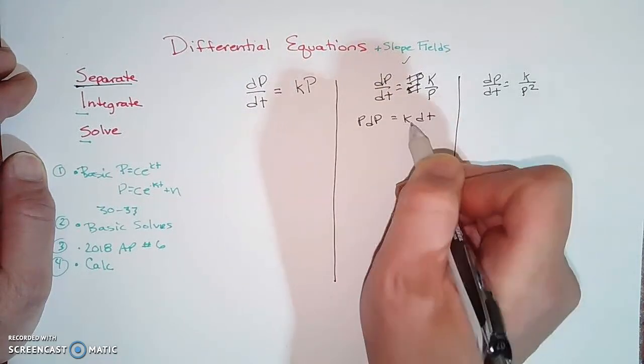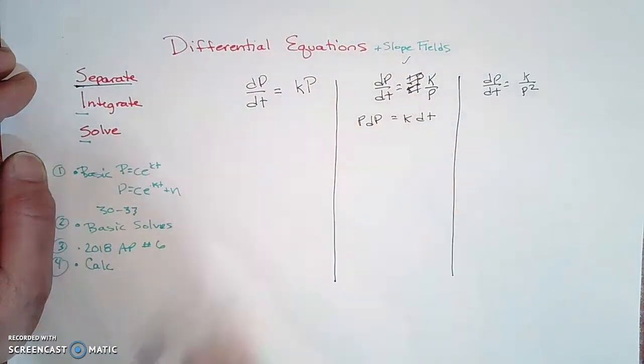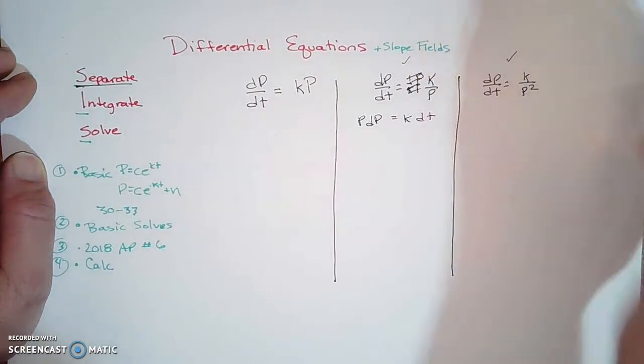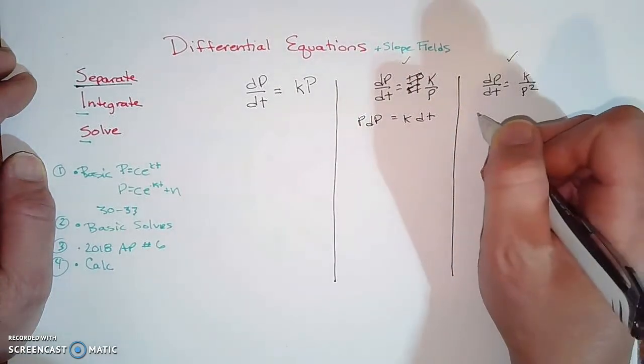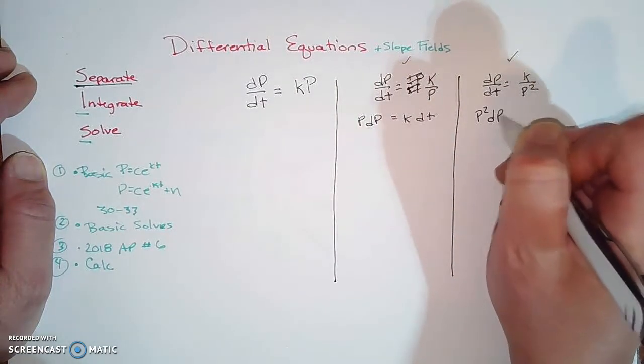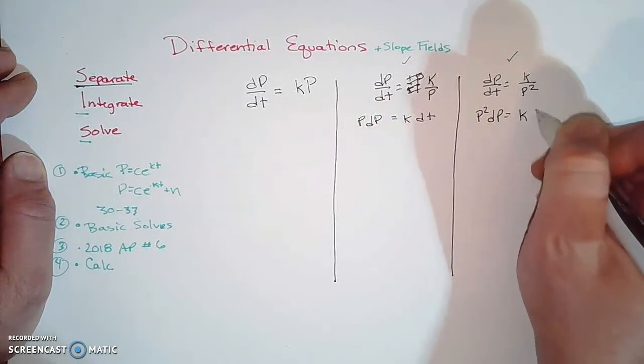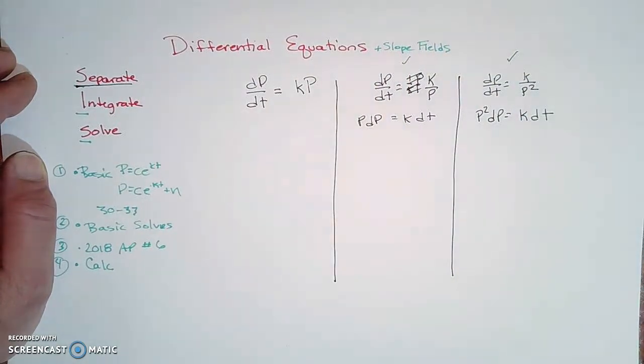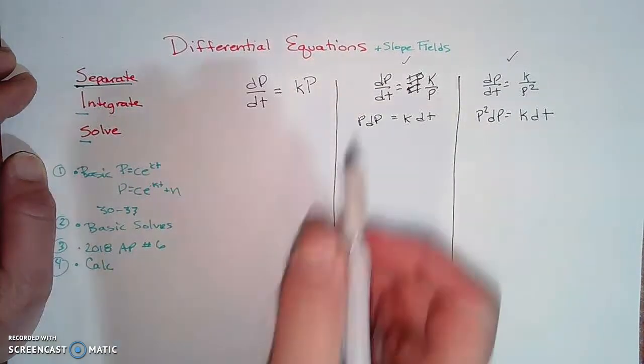You may ask, where does the K go? The K is a constant, it doesn't matter which side it goes on. We usually put it on the right side of the problem. Let's look at the next one over here. dP dt, if I do this, I get P squared dP equals K dt. I've done that. Then there's other ones where you can't actually get the thing by itself by cross multiplying.